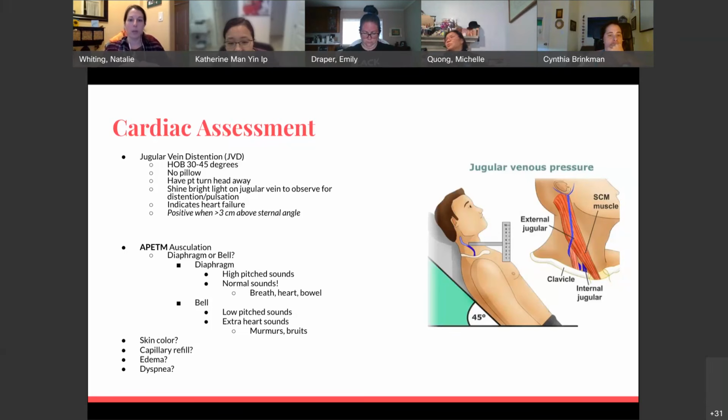Skin color, we want to look at the skin color. We want to make sure that they're nice and pink. If they're not, if they're having some cyanosis, we need to assess that. Capillary refill, we need to make sure that it's less than 3 seconds, meaning they're having good perfusion to the extremities. We want to look at if there's any edema of the extremities, and we want to see if they have any dyspnea, which again is shortness of breath.